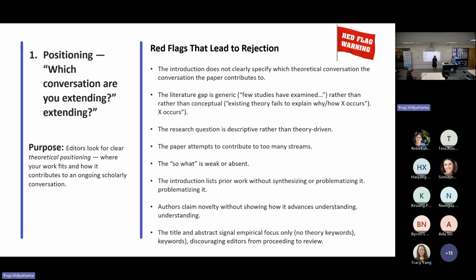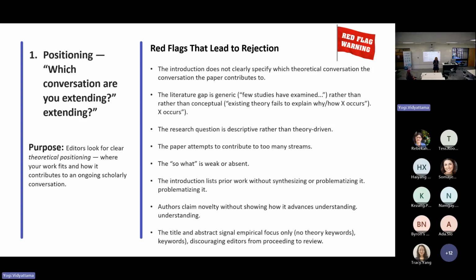Could you just explain the difference for people between gap spotting and problematizing? Oh, absolutely. So gap spotting, you're looking at what hasn't been studied before, the idea of "this hasn't been done before." By itself it's not sufficient, just like I mentioned. Just because there is a gap, it doesn't mean it is worth answering. Right. The so what question.